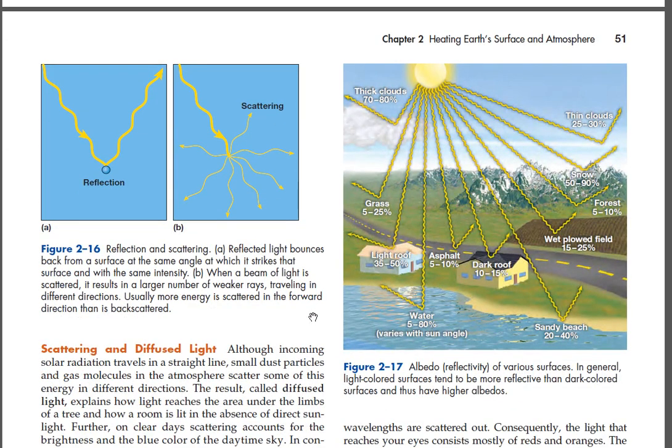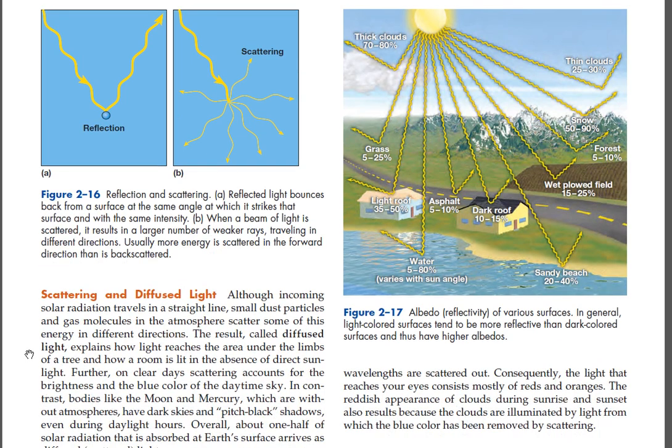Scattering and diffused light. Although incoming solar radiation travels in a straight line, small dust particles and gas molecules in the atmosphere scatter some of this energy in different directions. The result, called diffused light, explains how light reaches the area under the limbs of a tree and how a room is lit in the absence of direct sunlight.